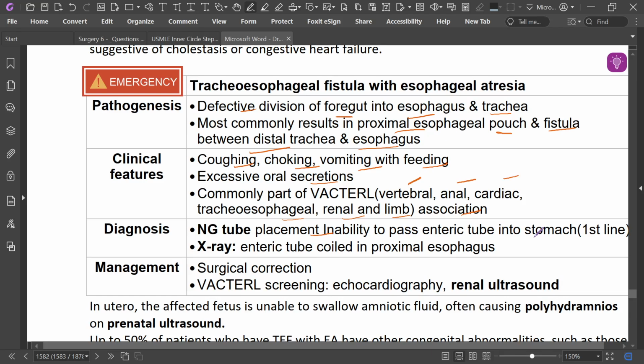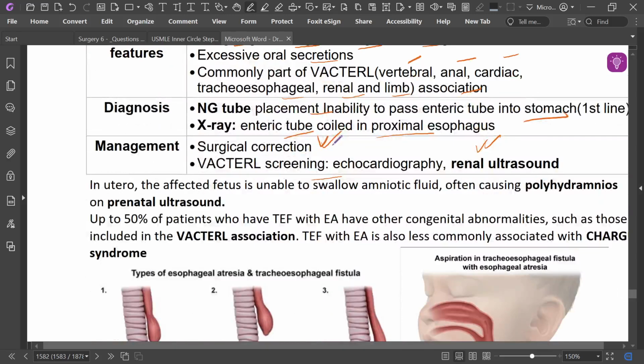Inability to pass the enteric tube into the stomach is the first line, and on X-ray you will see the enteric tube coiled in the proximal esophagus. Management is surgical correction and VACTERL screening: echocardiography and renal ultrasound.